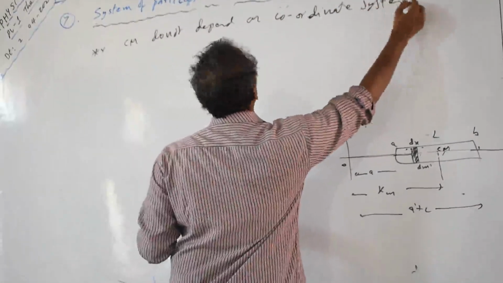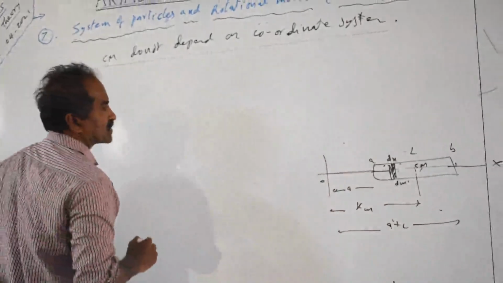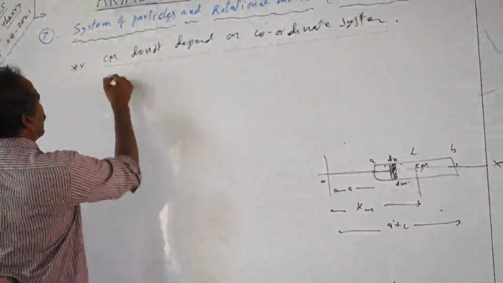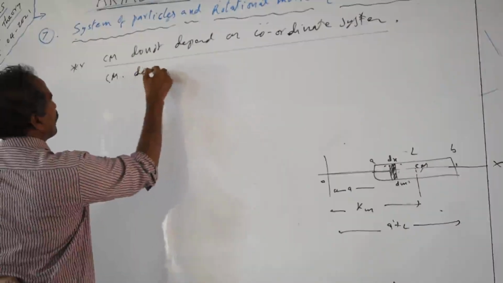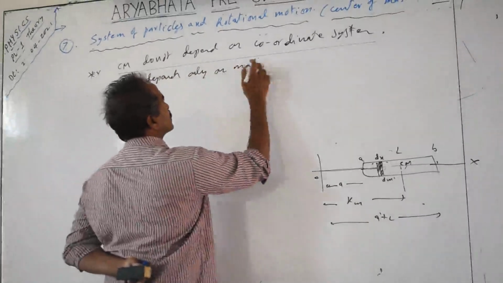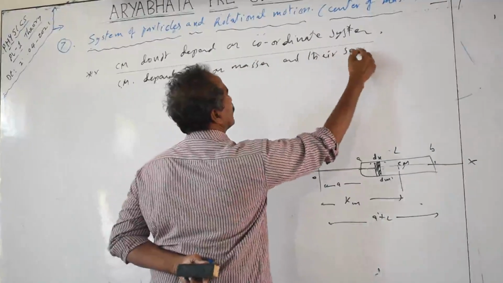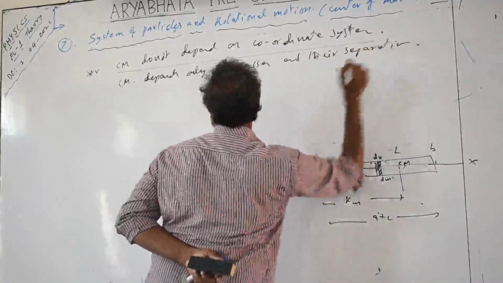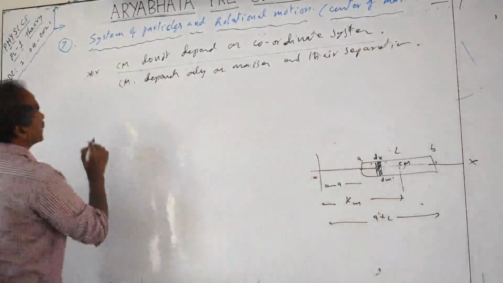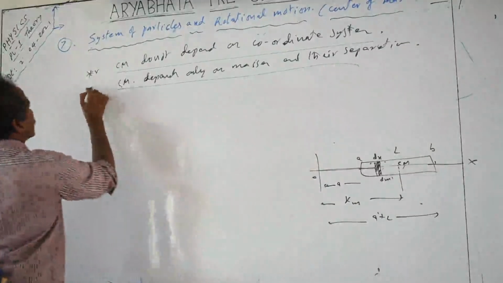You can take the origin anywhere, but the center of mass depends only on the masses and their distribution, only on masses and their separation. Distribution means separation. Next, these 2 points are important.